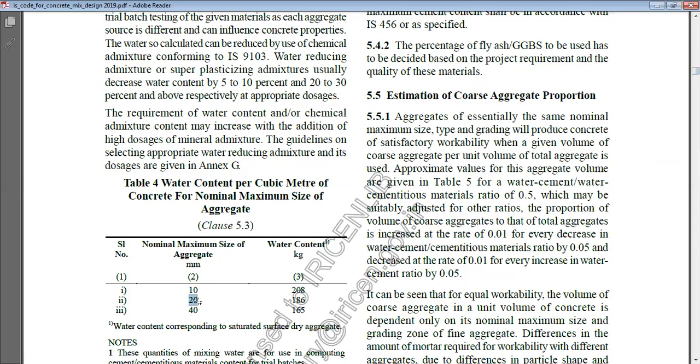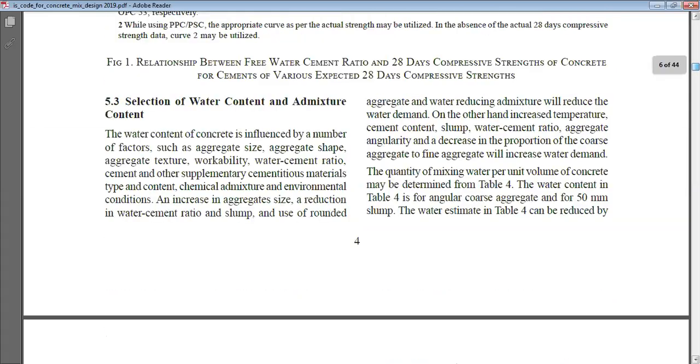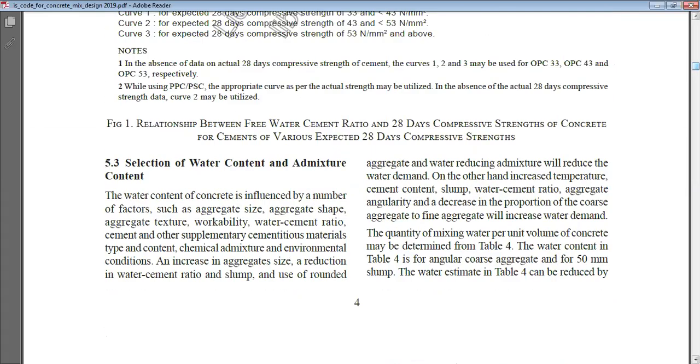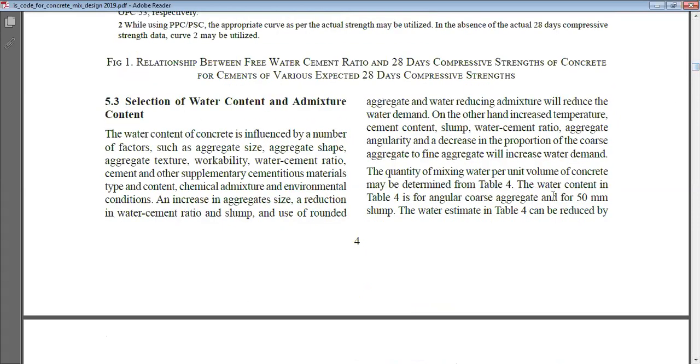The maximum 20 mm is given in the problem. For 20 mm, how much quantity of water you need to add? 186 kg of water. Okay, this one is obtained. Whatever is given in table number 4, that value is obtained for a slump value of 50 mm.